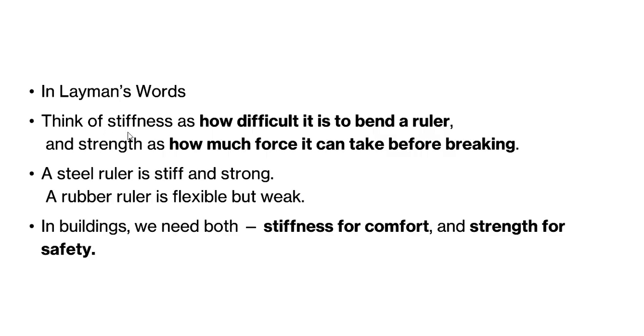Let us forget long deep technical discussions. In layman's words, think of stiffness as how difficult it is to bend a roller. It is very difficult to bend it, and strength is how much force it can take before breaking. We can break a roller easily, but it is difficult to bend it to its ultimate level. A steel roller is stiff and strong, but a rubber roller is flexible but weak. In buildings we need both: stiffness for comfort and strength for safety.